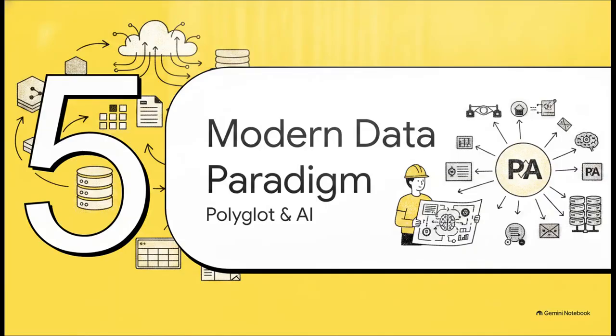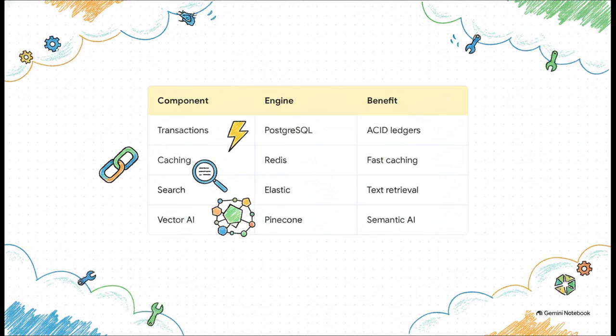Which brings us to today, in Part 5, the modern data paradigm, polyglot and AI. Because today, developers are no longer just writing basic queries. They've become data architects practicing what's known as polyglot persistence. Basically, a single modern application now orchestrates multiple specialized engines all at the same time. You might rely on Postgres for secure financial ledgers, fire up Redis for lightning-fast caching, and seamlessly integrate Elastic for text retrieval. And the best part, the cloud makes this entire complex infrastructure completely invisible, just auto-scaling quietly in the background.